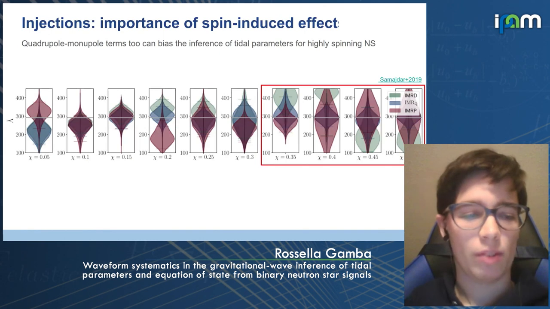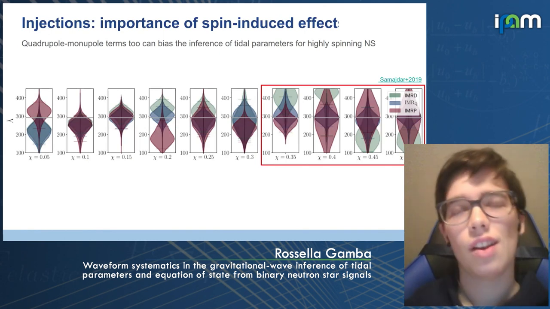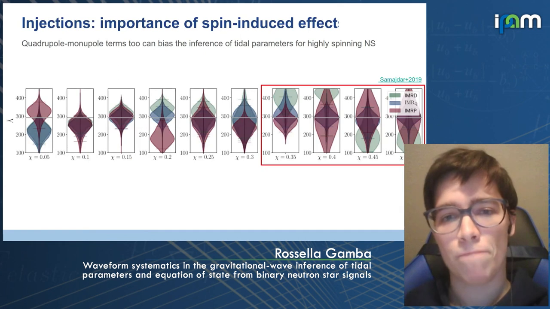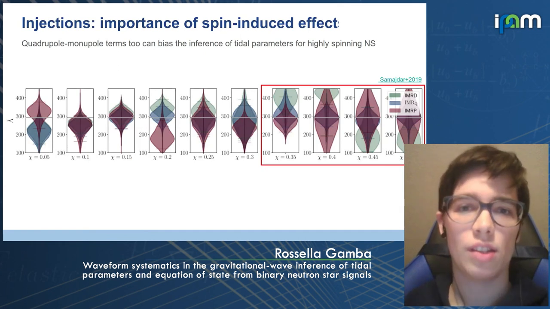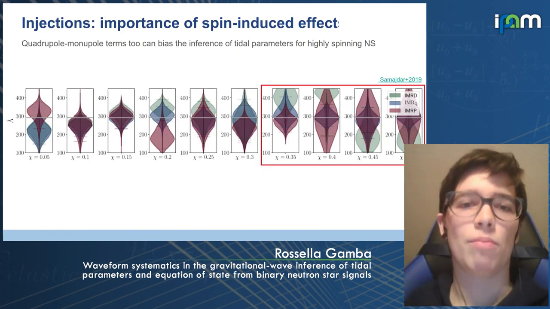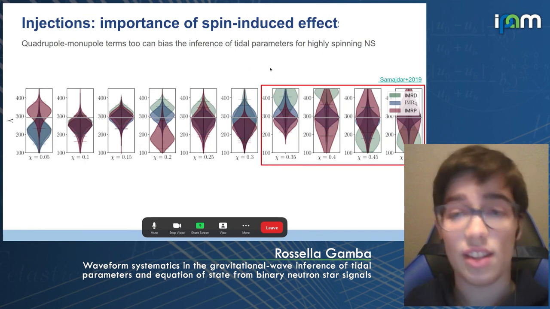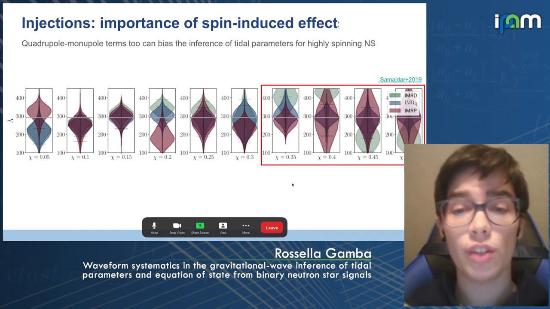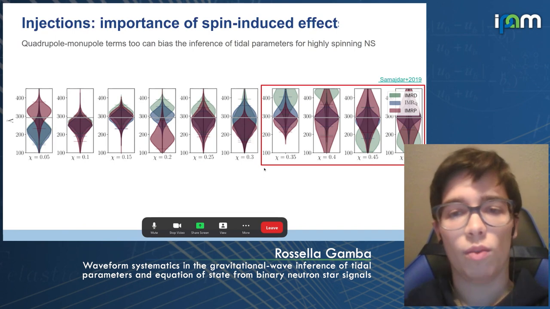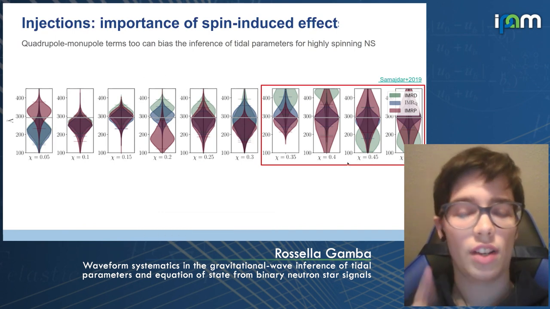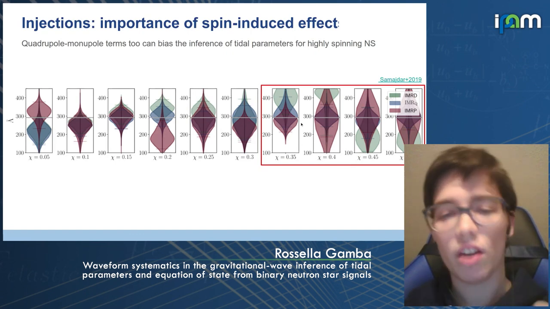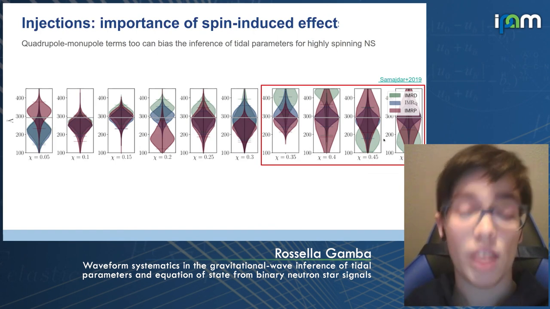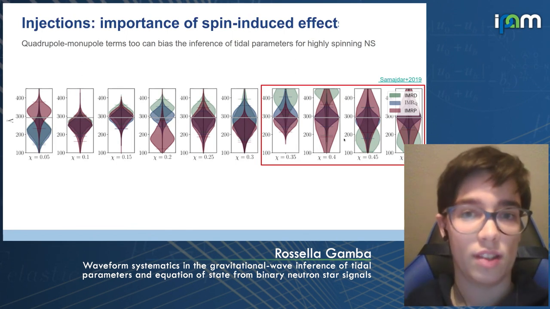So as of now, I've talked about tides and masses, but I have not talked about the spins, because in general, you expect galactic neutron stars to have somewhat small spins. However, if you allow them to have larger spins, then the quadrupole-monopole terms will also become important. And there is a very interesting study by Anuradha and also Tim from 2019, in which they show that if you inject waveforms which have the quadrupole-monopole terms and also large aligned spin, and your recovery approximant does not have these quadrupole-monopole terms, then your inference of the tidal parameter will be biased, even though the orbital parameters, so the spins and the masses, will still be fine.